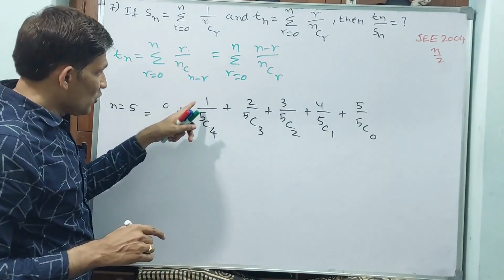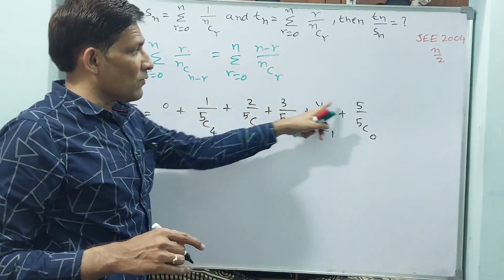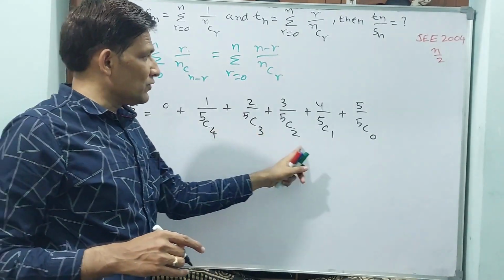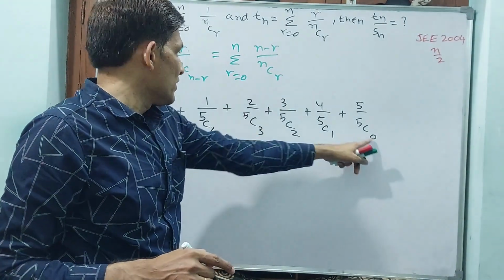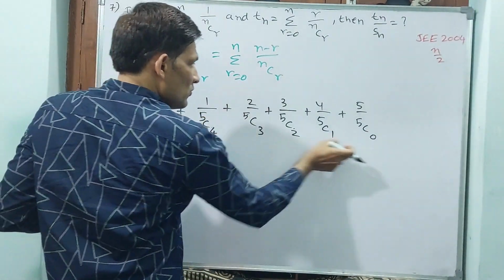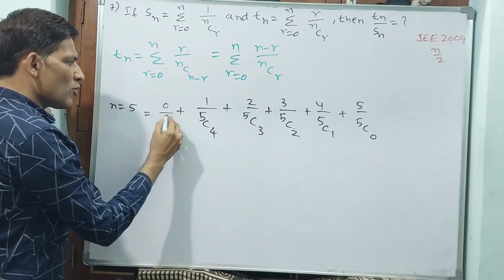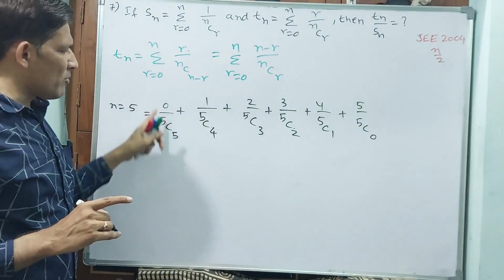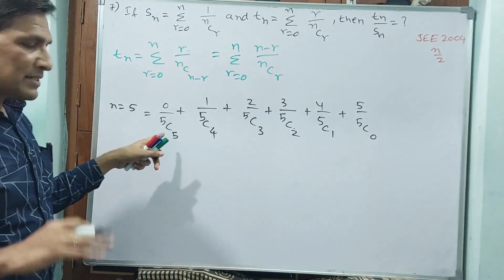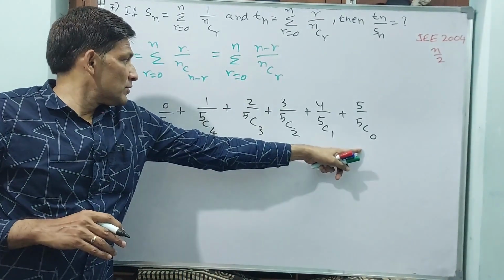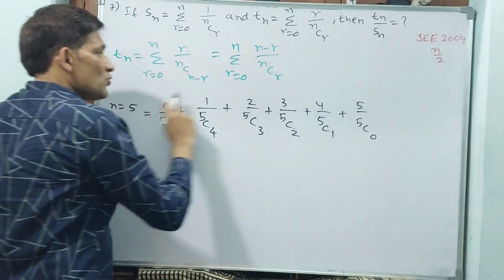Observe carefully. Numerator 1, 2, 3, 4, 5. Denominator, you see 5C4, 5C3, 5C2, 5C1, 5C0. That means n is standard 5 to 0, or else 0 by 5C5 also will come, but 0 by something is 0, that is why we have not considered much. 5 to 0, yet 0 to 5 as well.